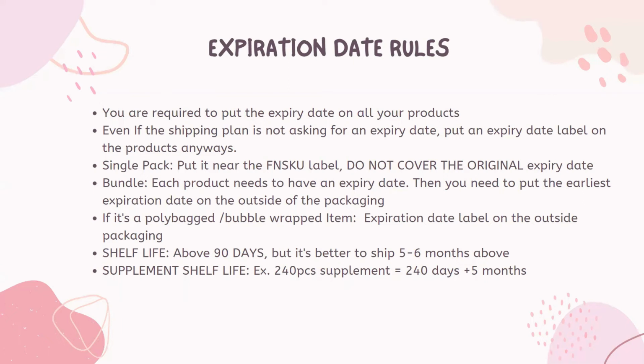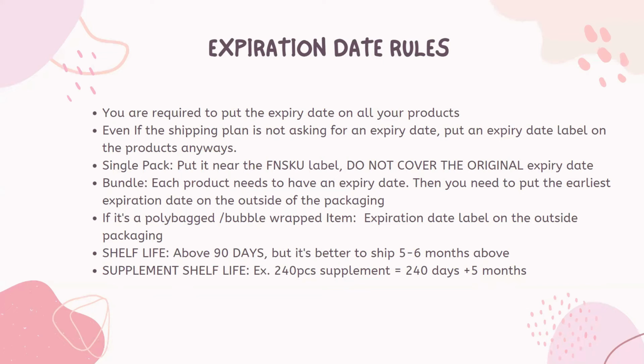In terms of shelf life, they have a rule that you cannot send groceries that are expiring within 90 days. Amazon wants you to ship grocery items expiring above 90 days, so it needs to be 3 months above. For me, I think it's better for you to ship 5 to 6 months above. I usually want something like 6 months above.